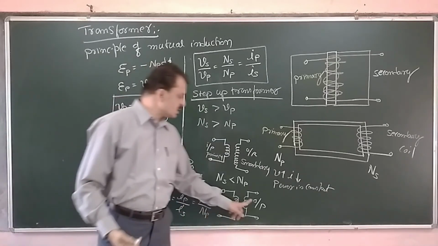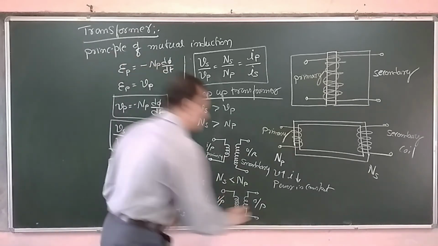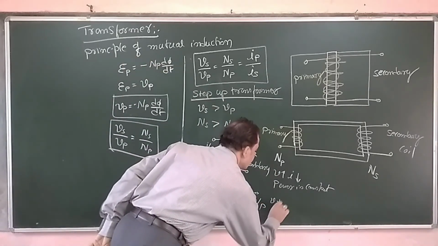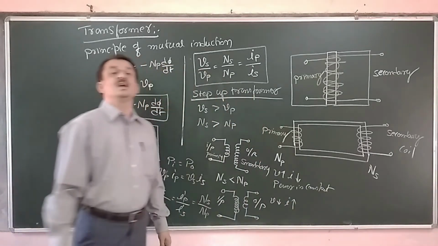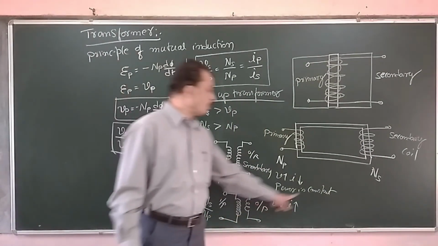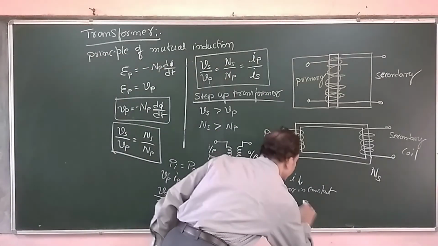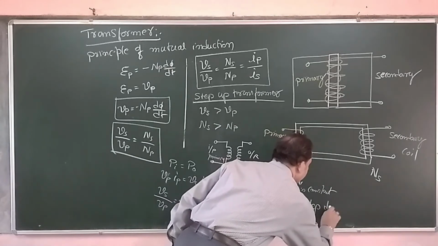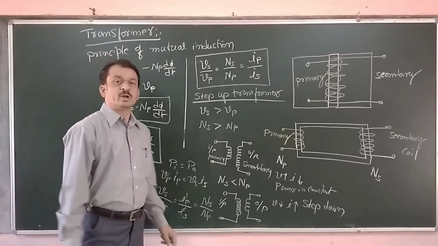Now here what happens? The output voltage decreases, obviously current increases. Here the output voltage decreases. What about the current? The current has to increase so that the power should be constant. Now this is step down. It is going to decrease the input voltage.